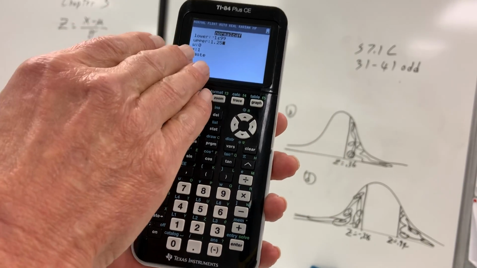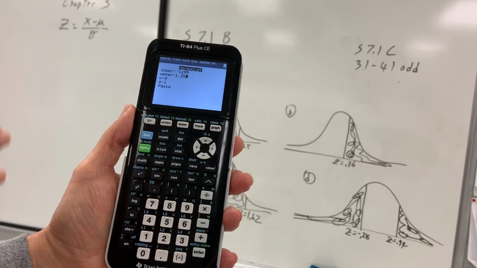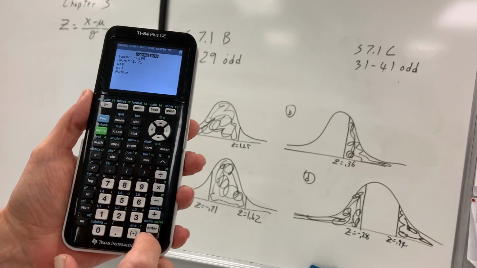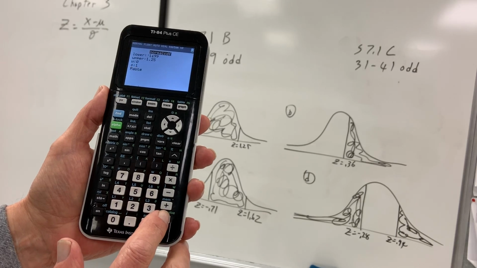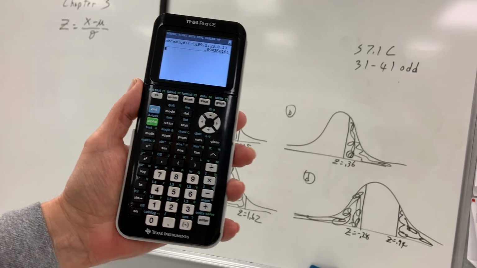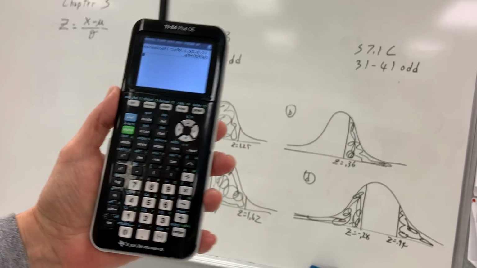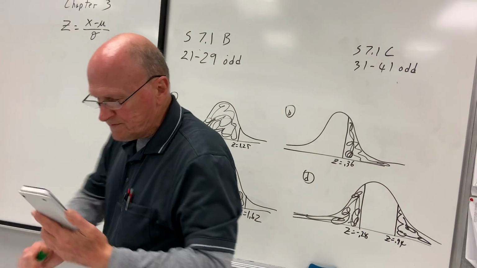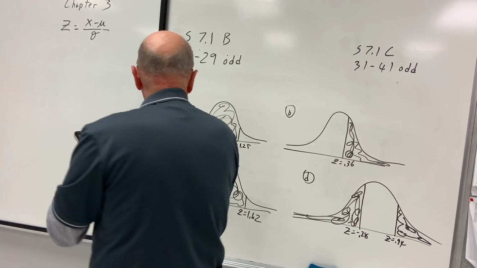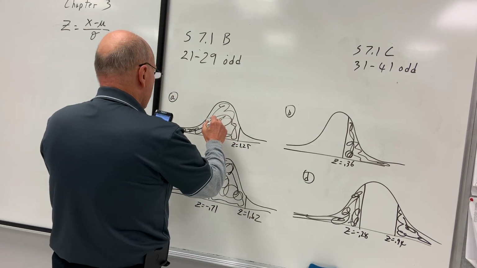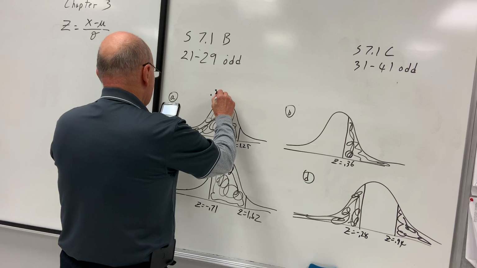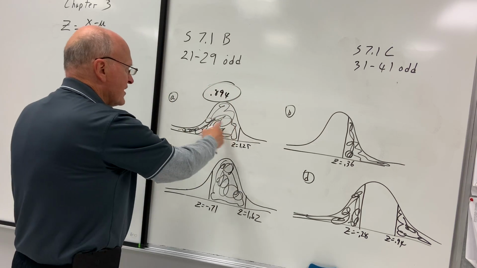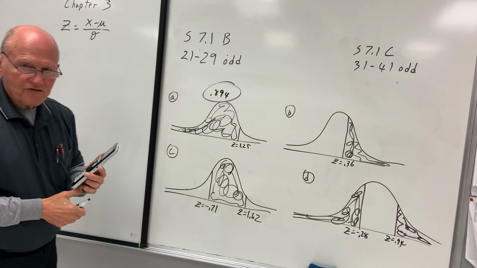1.25. Now, the mean is already 0. We said that at the beginning. The mean is 0. Standard deviation on all of these is going to be 1. And then we're going to hit enter until we get our answer. And we see that the answer is 0.8943. I'll write that up there. That is, we see that this area in here is 0.8943 and so forth. There is the area shaded in.